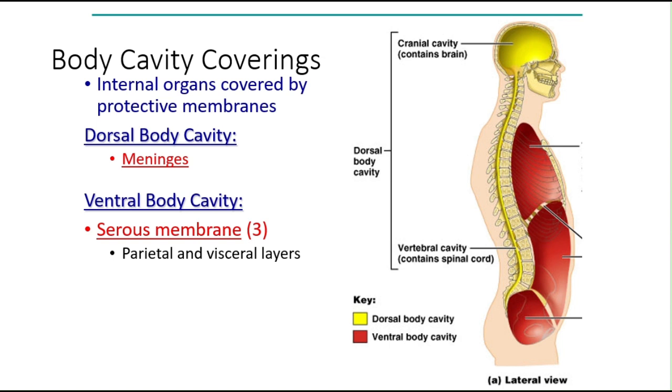We have two main cavities in our body: the dorsal cavity and the ventral body cavity. The ventral body cavity contains the thoracic cavity, abdominal cavity, and pelvic cavity. But the dorsal cavity contains the vertebral cavity and cranial cavity. They are the site for the brain and spinal cord.